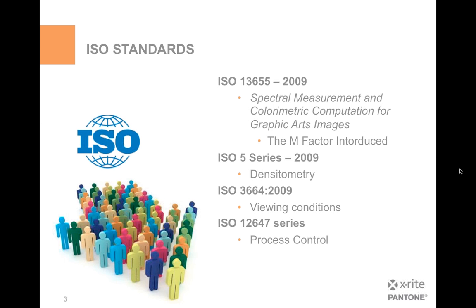And then we have the ISO 12647 series, probably best known as 12647-2, which is offset, but there's a whole series for proofing and different printing processes that either have just been reviewed and have new versions out there, or final versions that are coming into play, which are also addressing some of the changes that happened in 13655 and ISO 5. So let's move on to the next slide.